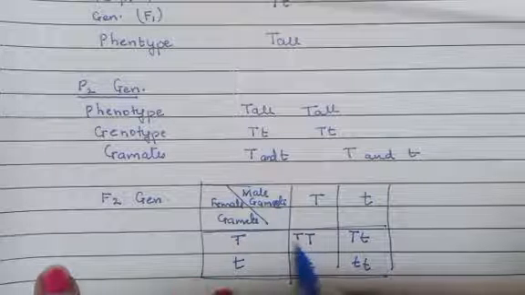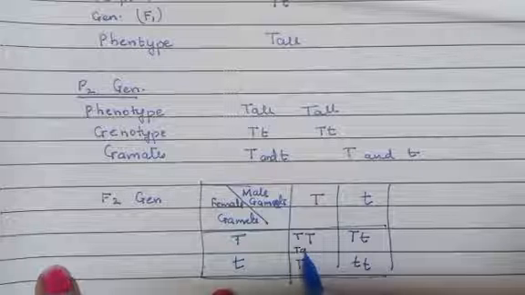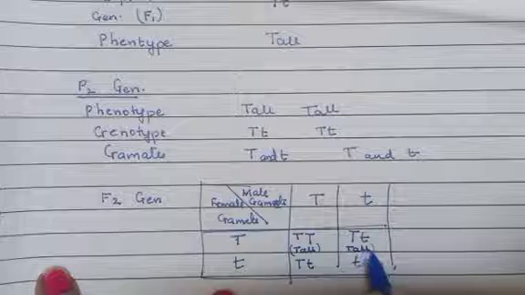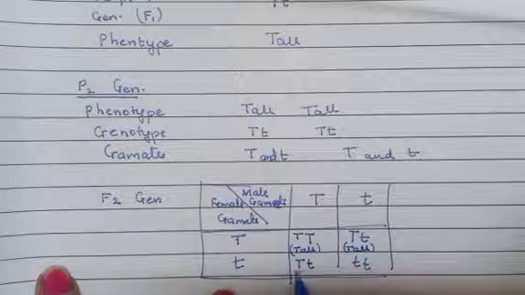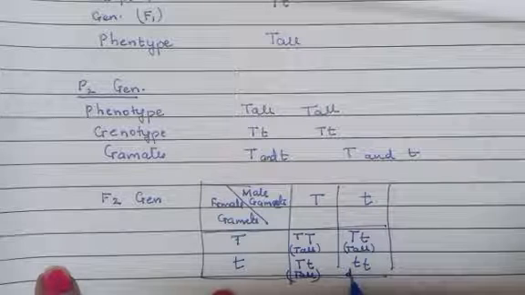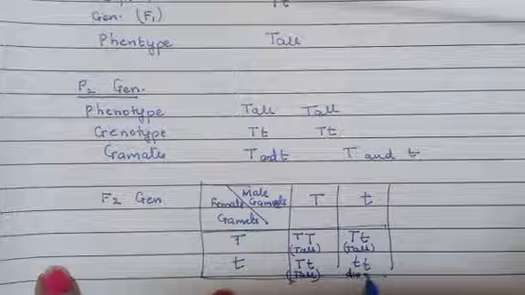So as we know, these have two capitals, so they are tall. This also has a capital T, so this is tall. This also has a capital T, so this is tall. And this has small letter t, so these are all dwarf plants.